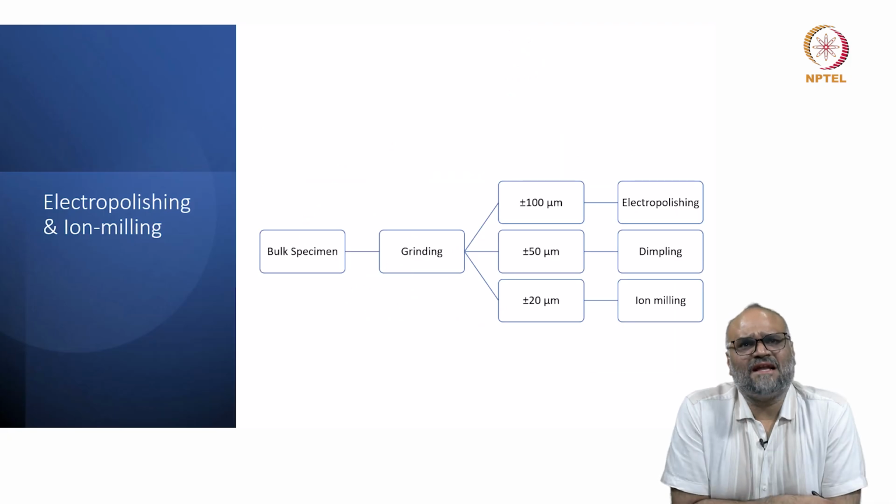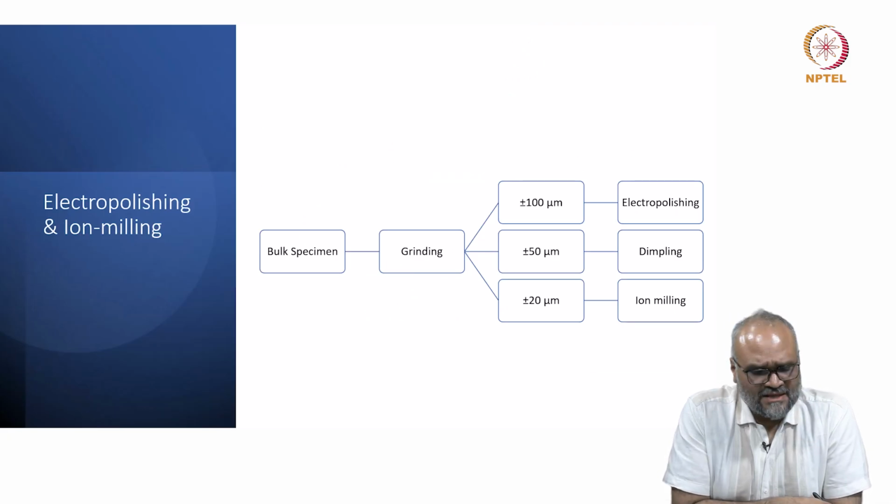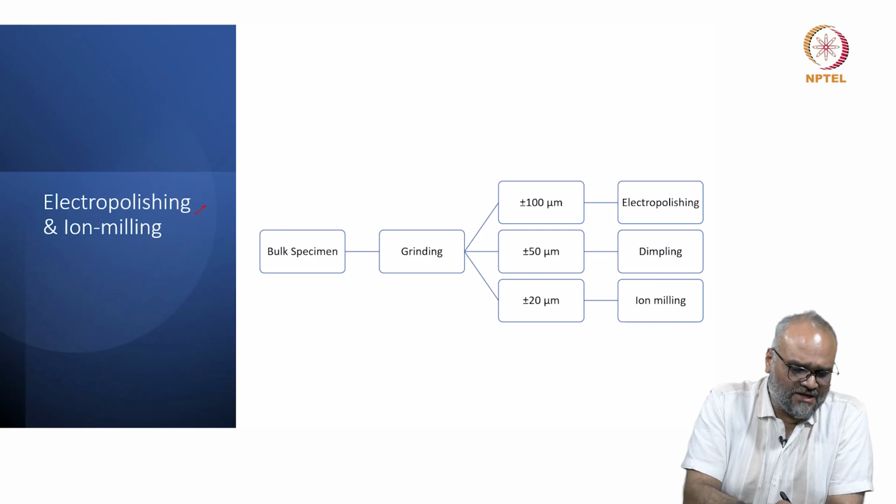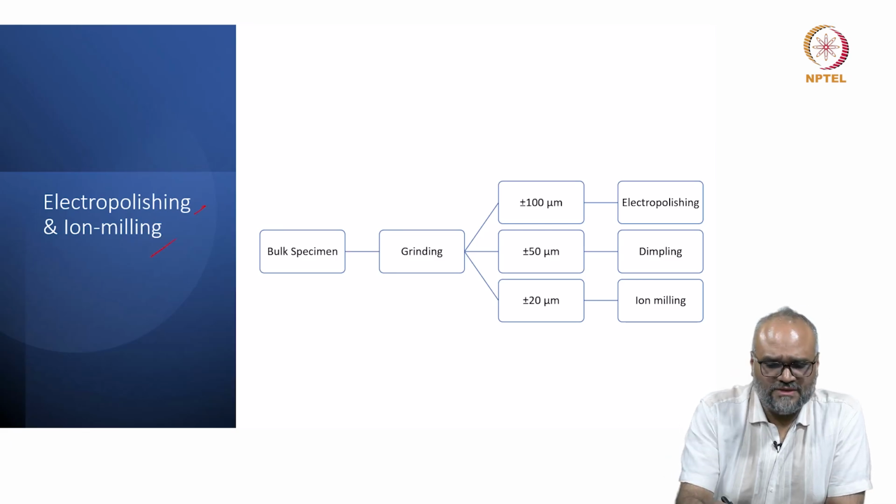The next method that I was mentioning was electropolishing and ion milling. This is commonly used for bulk ceramic or composite specimens. You can also use it for thin films where you want to prepare cross-section specimens, or for metallic samples. The whole idea is, before you do the final step of electropolishing or ion milling, you take a bulk sample.